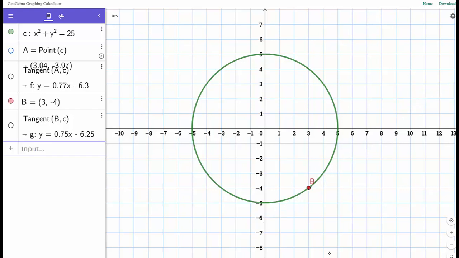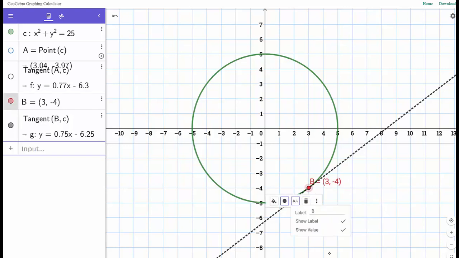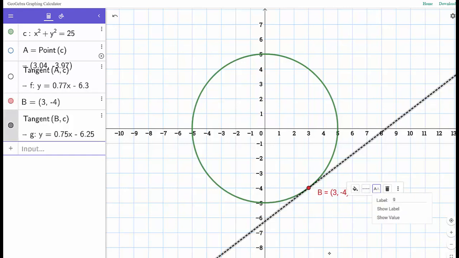So here I plotted the point (3, -4) right on the dot, and there I am graphing the tangent line right here, and you can see if I click it and turn it on, this is in fact (3, -4), and the slope of my tangent line is right here at the bottom of the screen, 0.75x, which we know is 3/4. Good.